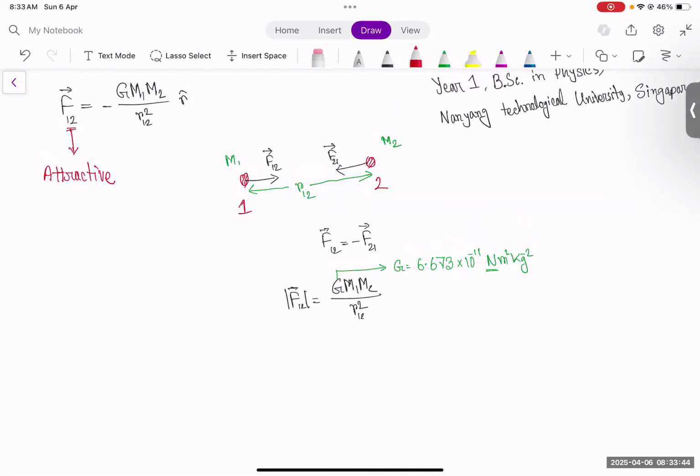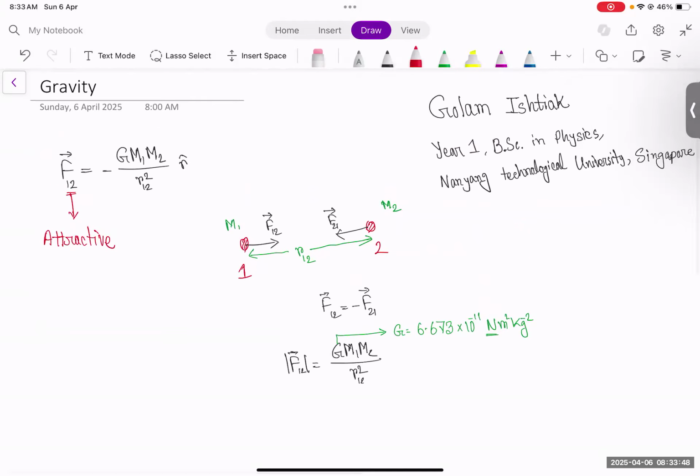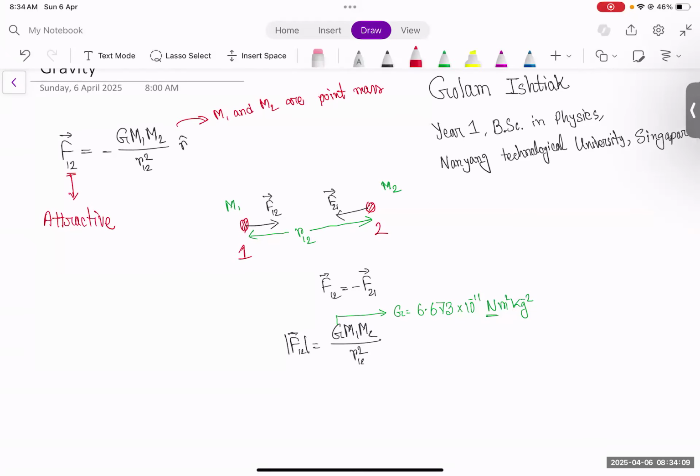But this is not the force between any two objects. There are some other underlying assumptions. First, let's say m1, m2 both are point masses. What does point mass mean? They are very small, basically points in space. Now, that is very restricting because obviously we don't work with points. In fact, in real life we cannot identify points. Everything we see in real life are extended objects.